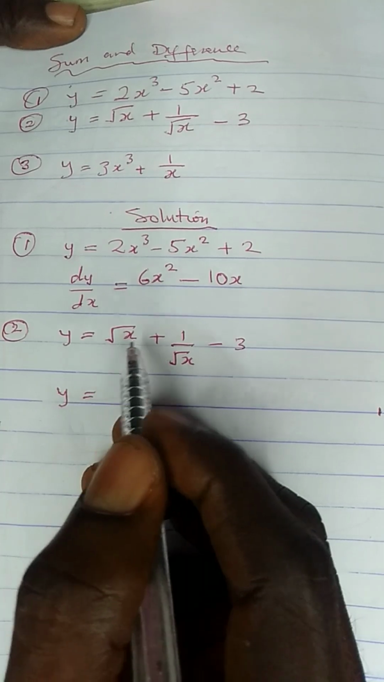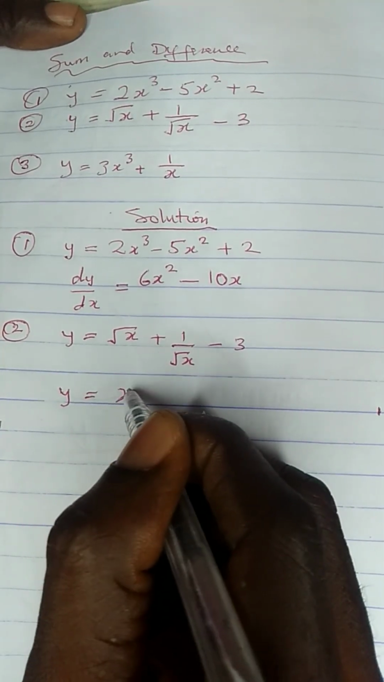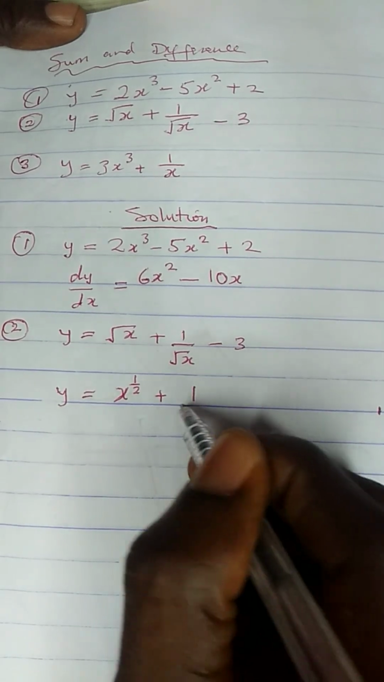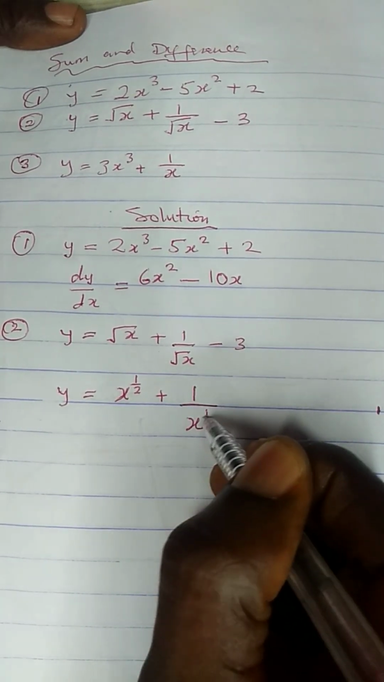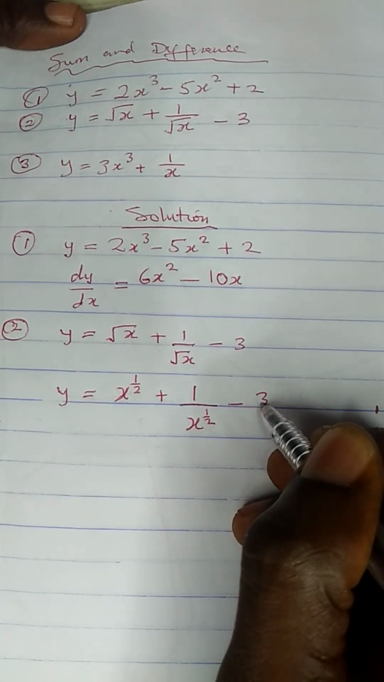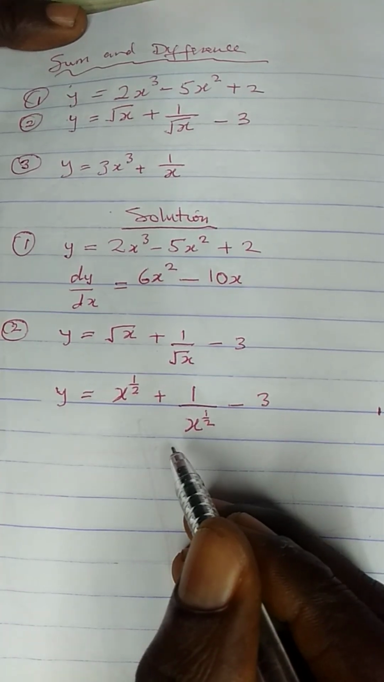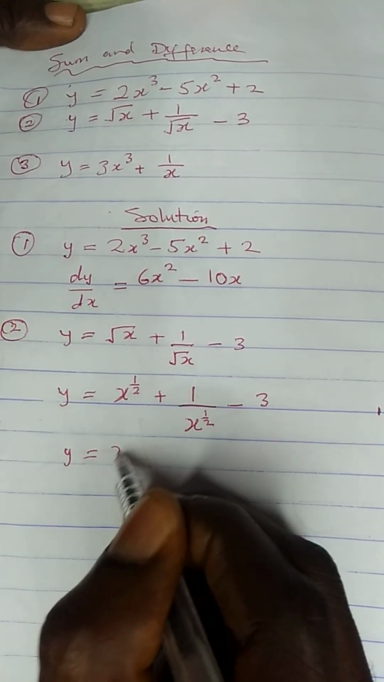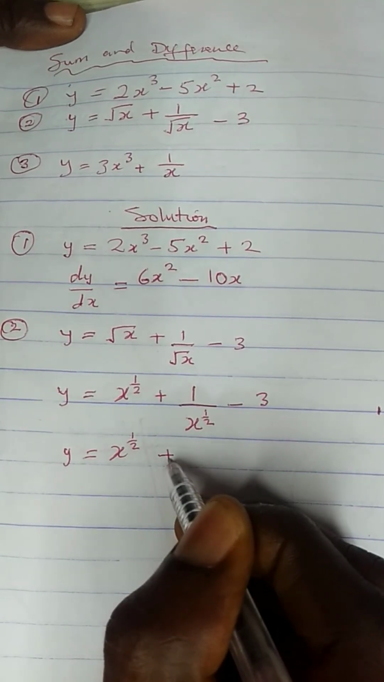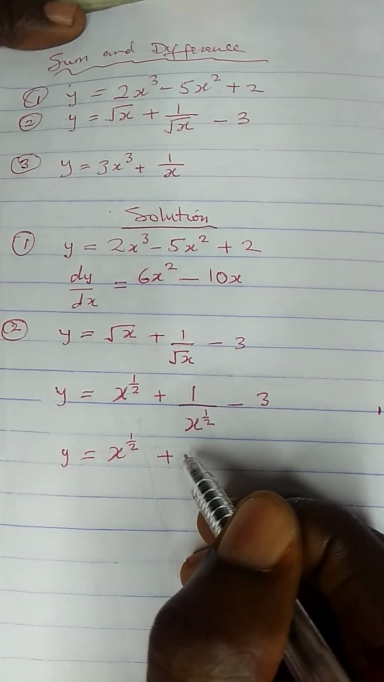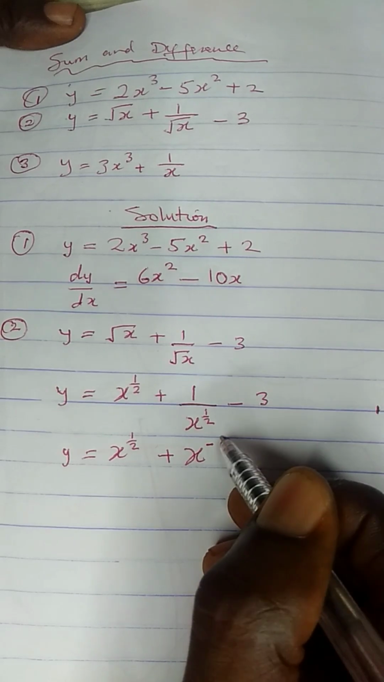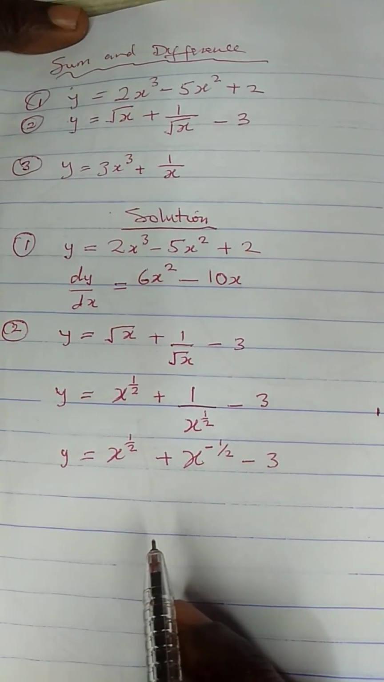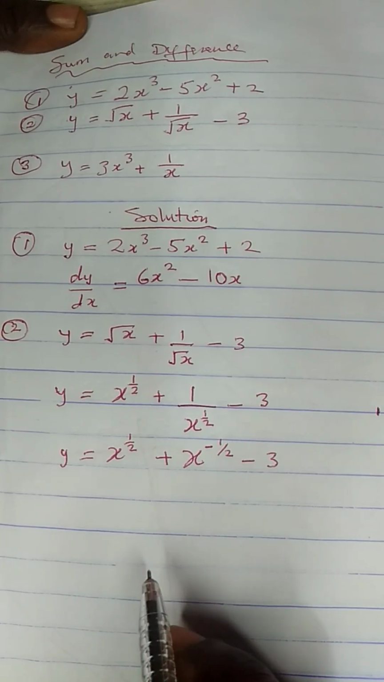We know the square root means, according to indices, raised to power half. Then the square root in the denominator also means x raised to power half, then minus 3. I want to arrange it so that it will be in a linear form. If you do that, we'll be having y equals x raised to power half plus, if this one goes up from indices, it becomes x raised to power minus half all over 2, minus 3. Now it is in linear form, so we can easily find our dy/dx here.